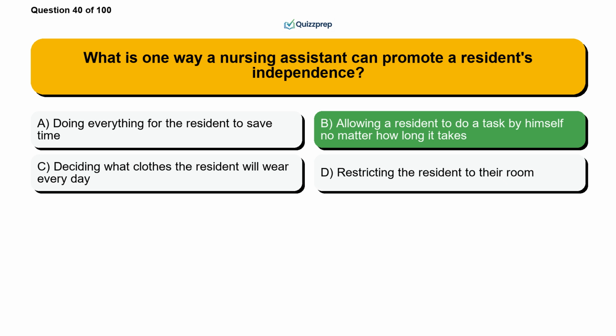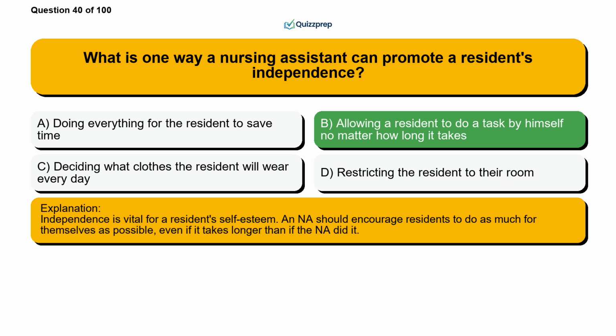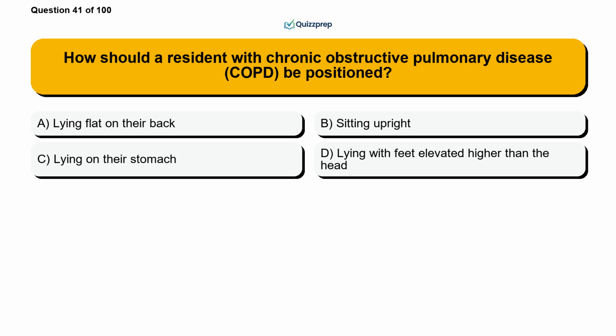Independence is vital for a resident's self-esteem, and NAs should encourage residents to do as much for themselves as possible, even if it takes longer than if the NA did it. Question 41. How should a resident with chronic obstructive pulmonary disease, COPD, be positioned?